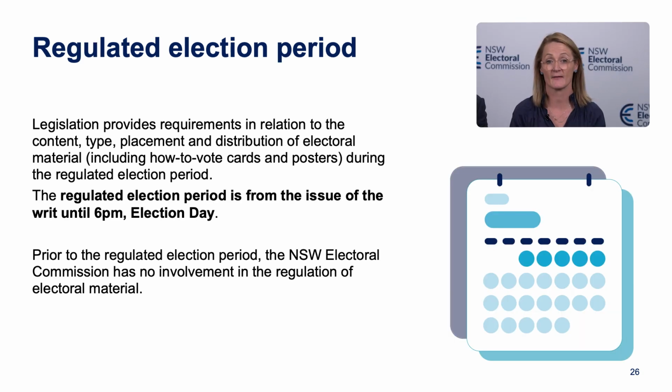The legislation provides requirements in relation to the content, type, placement and distribution of electoral material, which we also refer to as how to vote cards and posters throughout the regulated period. Now, the regulated period for the state by-election is from the date of the issue of the writ up until 6 p.m. election day. Prior to the regulated period, the New South Wales Electoral Commission or election manager has no involvement in the regulation of electoral material.